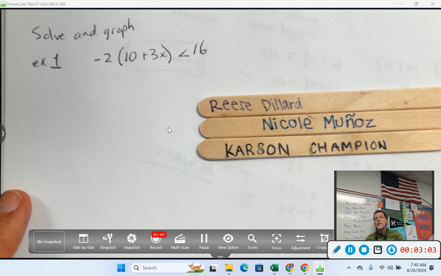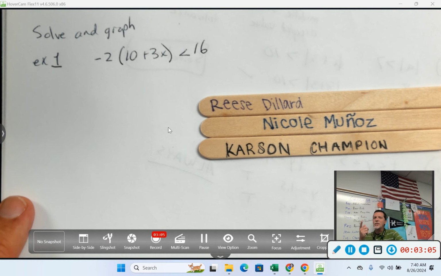Reese, what would you do first? There's actually 2 answers to what would you do first. Reese, what would you do first? Okay, I'll do that since that's what Reese picked. Would anybody else have done something else? You could divide by negative 2. No, we're not going to take a vote. I called on Reese. She wanted to distribute, so we'll distribute.